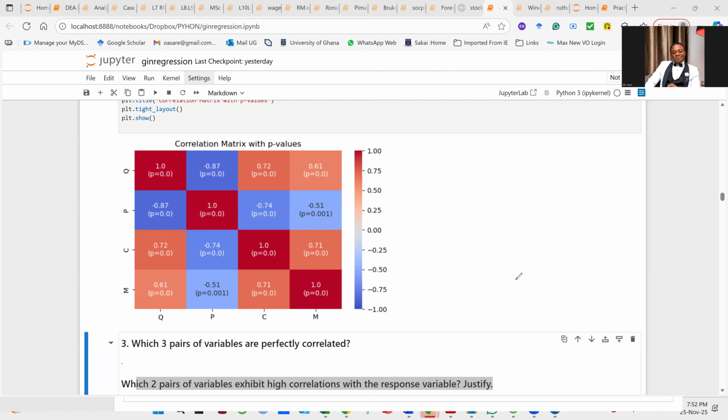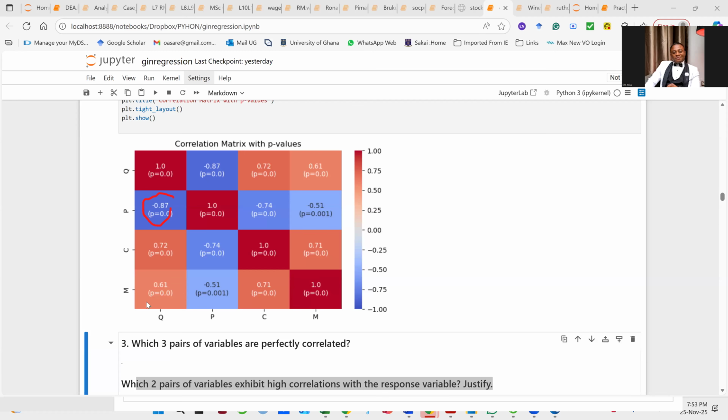Which variable is the dependent? The variable where the others depend on, or the variable that is usually influenced by the others. In our data set, in our matrix, which one is that? The Q. Okay. So the correlation between P and Q is negative 0.87. That is the one with the highest negative correlation in this context.